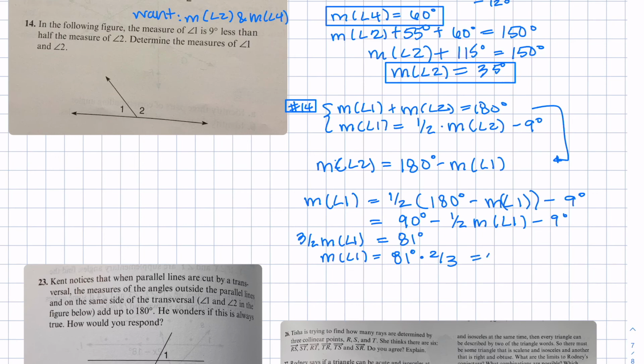And I think that's 54 degrees. Great, so that's the measure of angle 1. And now we can just plug this back into any one of my initial equations and solve for M2. I think this one seems the nicest since it's already solved in terms of M2. So that means the measure of angle 2 is 180 degrees minus 54 degrees, which should be 126 degrees. Great.